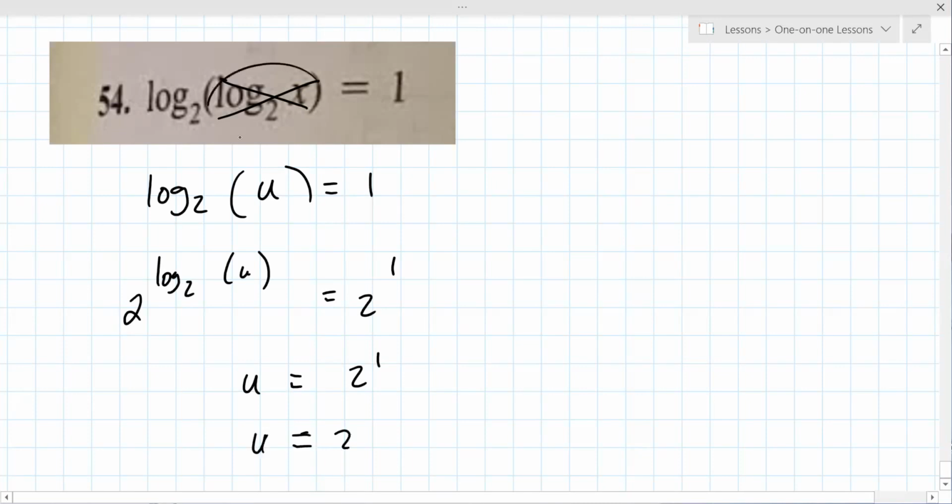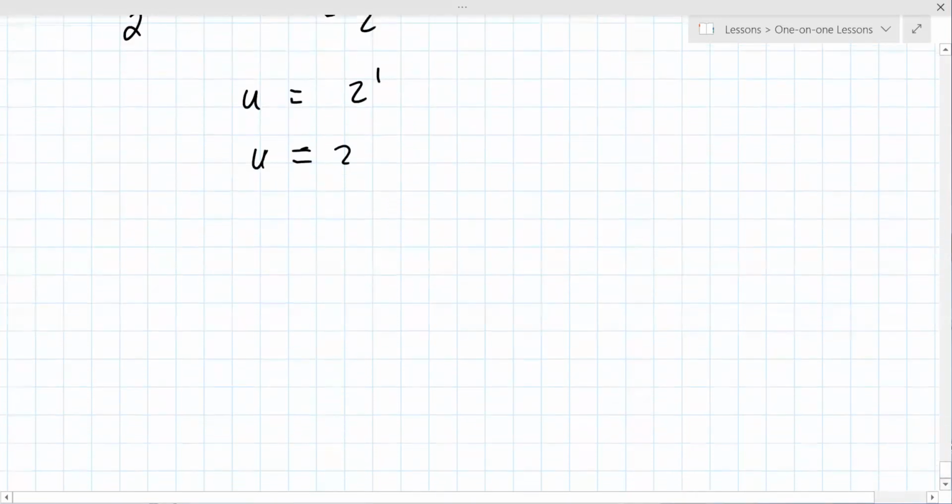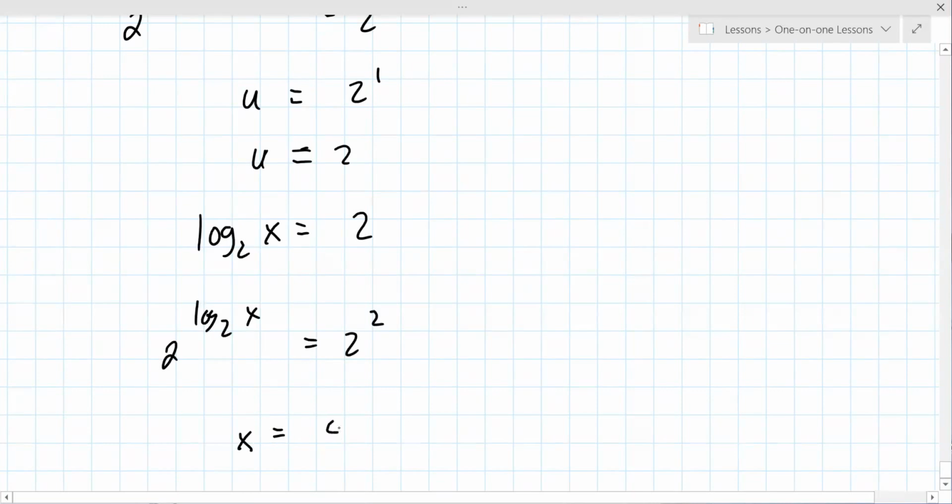Well, what was u? U was this. So let's do that again. So log base 2 of x equals 2. How do we undo this? Well, it's 2 to the log base 2 of x equals 2 squared. So x equals 4. Perfect.